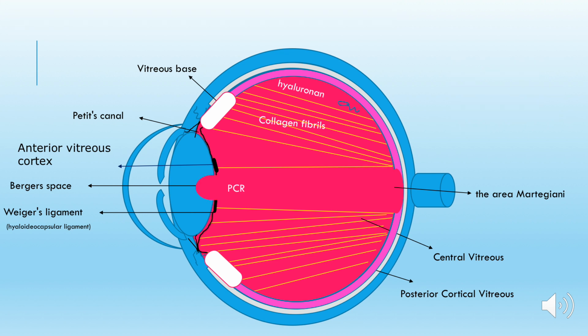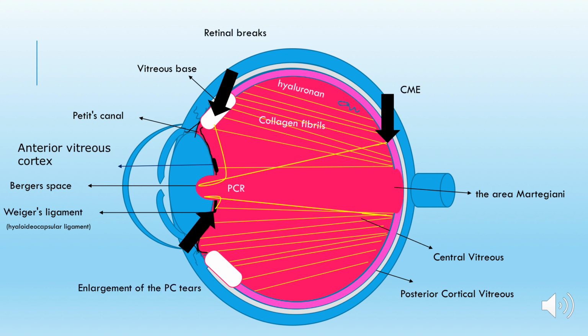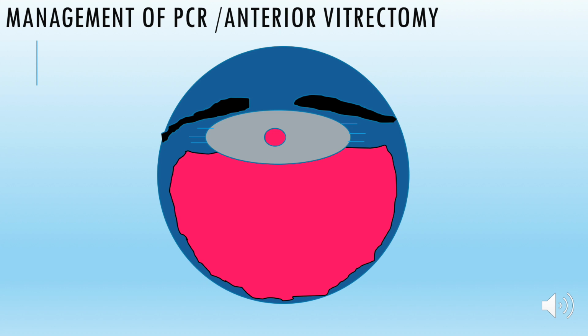Now, because of this attachment, what happens during the PCR is that these fibrils move into the anterior chamber and tug at these structures where they're very adherent. Because of this, there can be complications like retinal break, cystoid macular edema, and enlargement of the PCR.